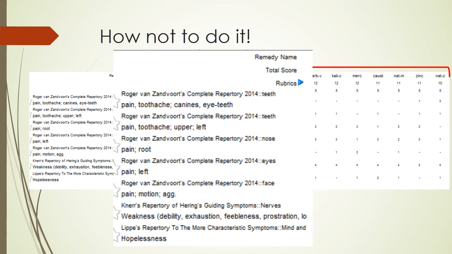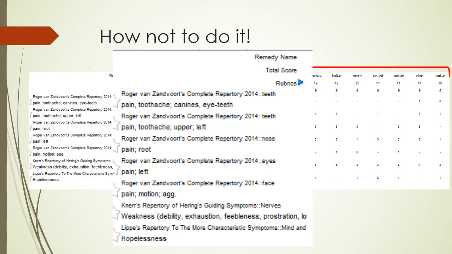Face, pain, motion aggravates. Then we have another one here from Knerr's repertory, which is extracted from Hering's Guiding Symptoms, about the weakness and debility. And of course, we have the last one of hopelessness. Mind you, while the rubrics do describe the condition or the ailment, they do not describe the patient. The patient is the person who is best represented by generals.